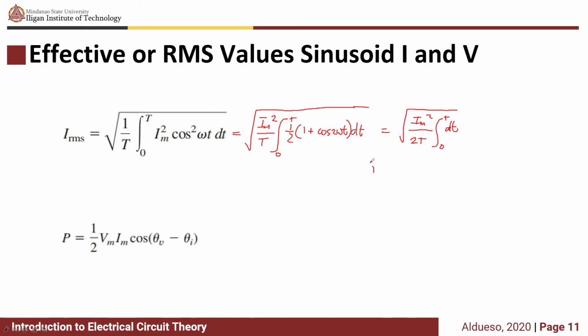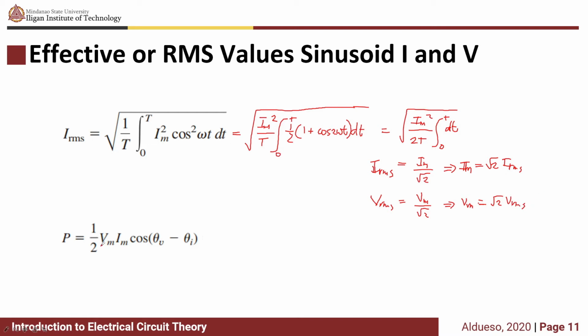So our IRMS is equivalent to Im over the square root of 2, or our Im is equivalent to the square root of 2 times IRMS. Same with voltage, VRMS is equal to Vm over the square root of 2, or our Vm is equivalent to the square root of 2 times VRMS.